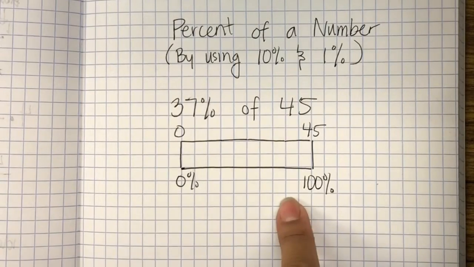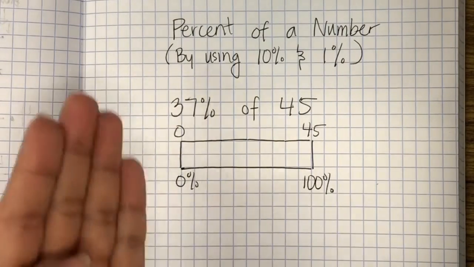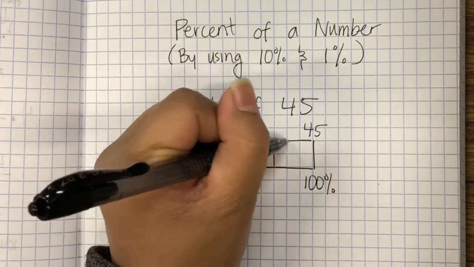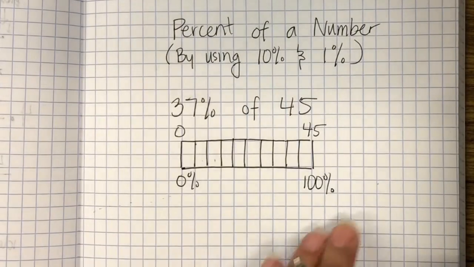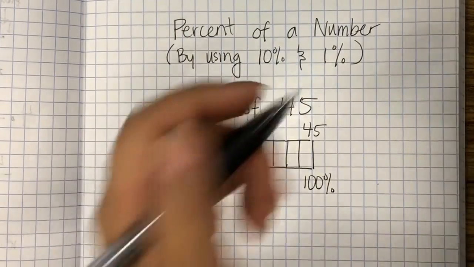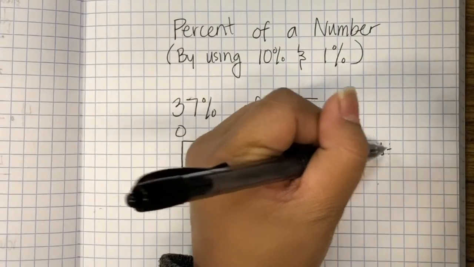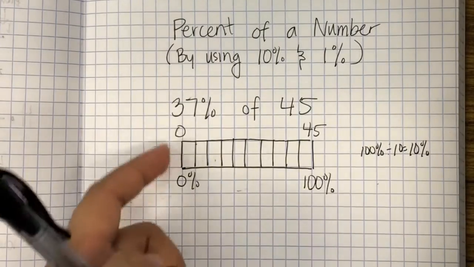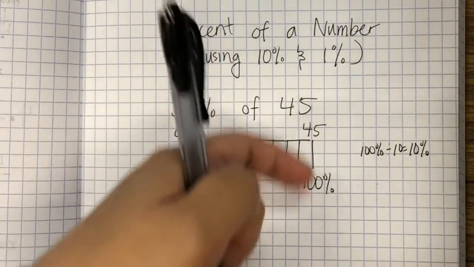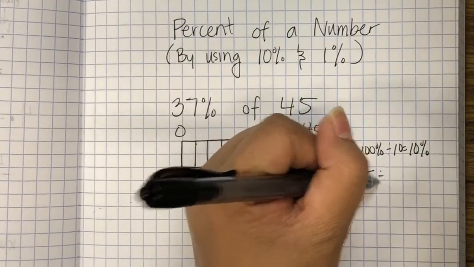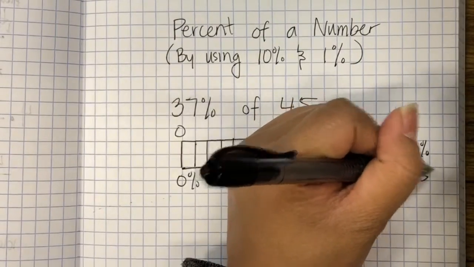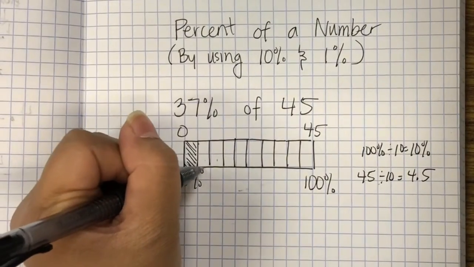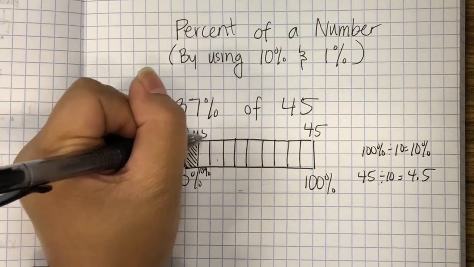Okay, if we're doing 100% and we need 10%, that's splitting up into 10 pieces. 1, 2, 3, 4, 5, 6, 7, 8, 9, 10 pieces. So 100% divided by 10, let me put that over here, will give us 10% in each box. Therefore, if this is the same amount, like a ratio table, these are related, 45 divided by 10 will give us 4.5. So that's right here. Here's 1 out of 10, which is 10%, same fraction. And this is 4.5, okay?